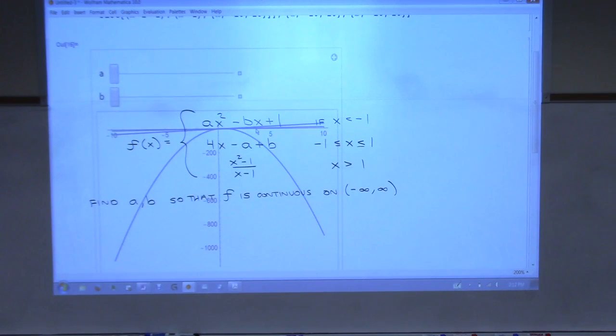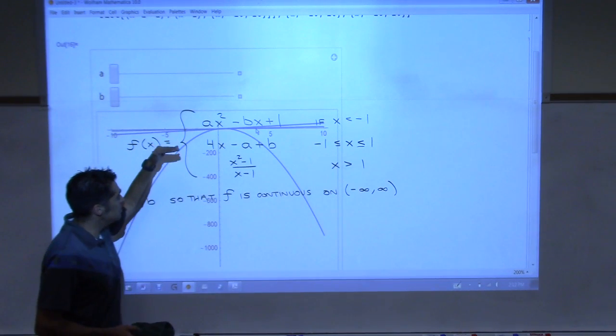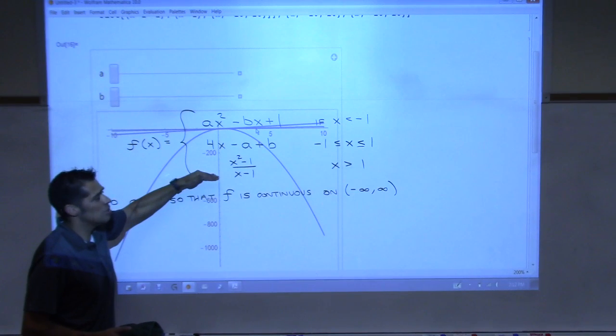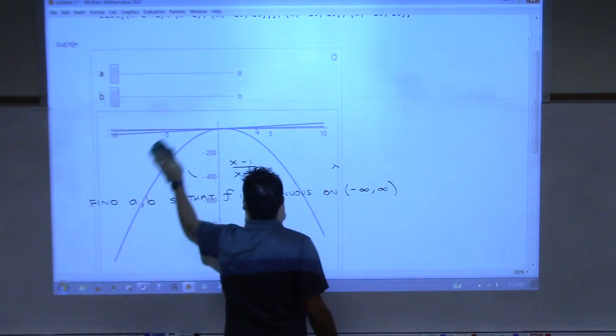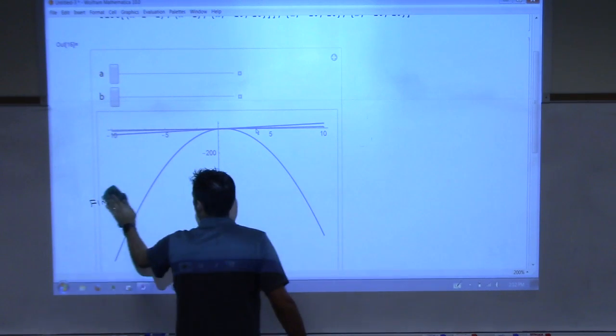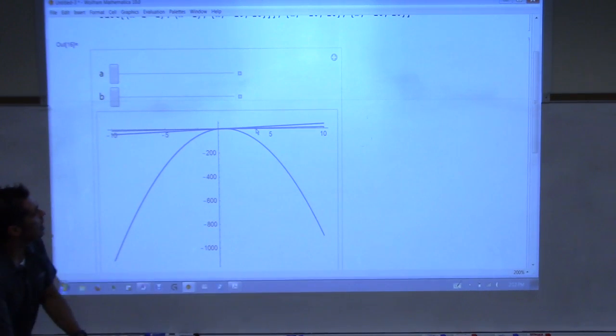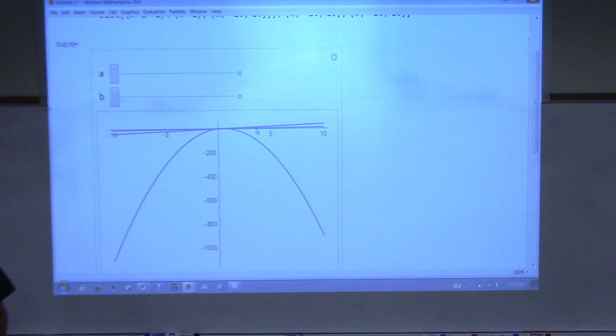All right, I'm going to try and explain it to you with this picture because I don't want to type up stuff or use up more time. We have a parabola, a line, and a rational function, right? I'm going to erase these. And that's what they could look like, all right? What we're trying to find is the a and the b that make this continuous.